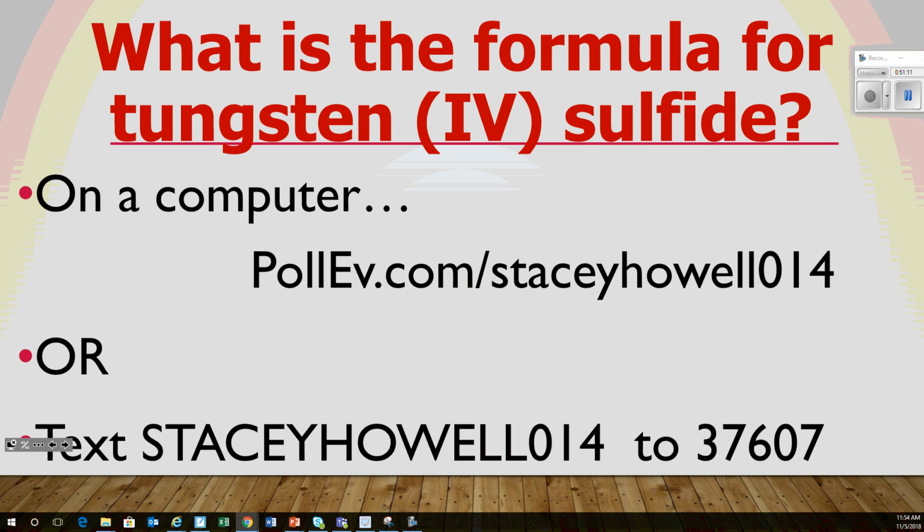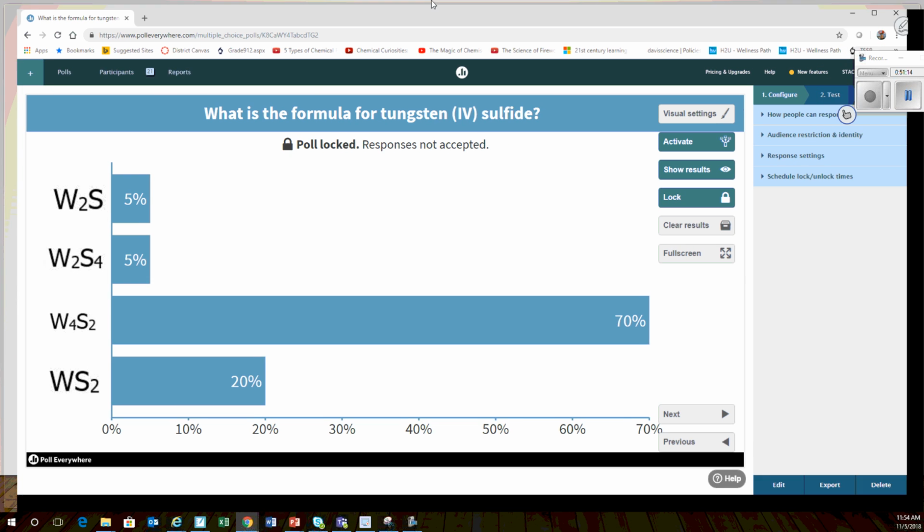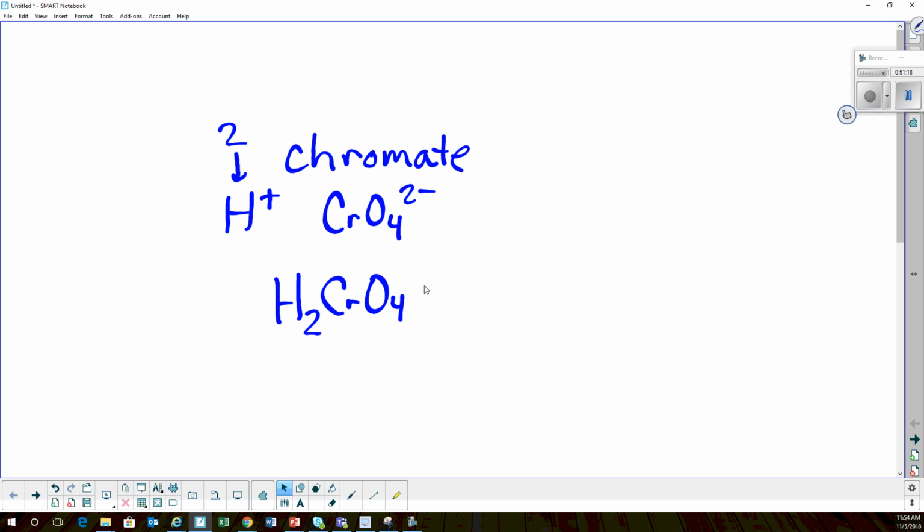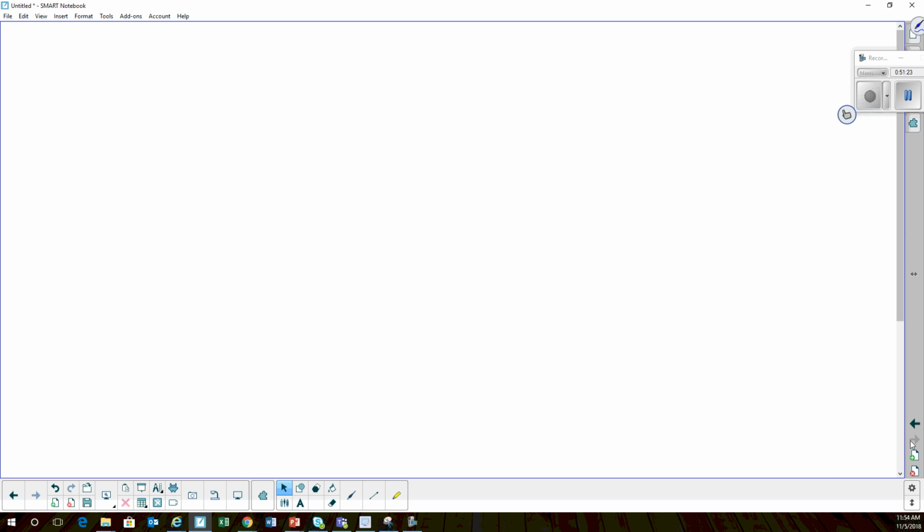Okay, so this is what you guys have. This is what you're telling me. Let's look at what we should be getting. So I'm going to get a blank page here. Tungsten 4 sulfide. So let's write that up here.